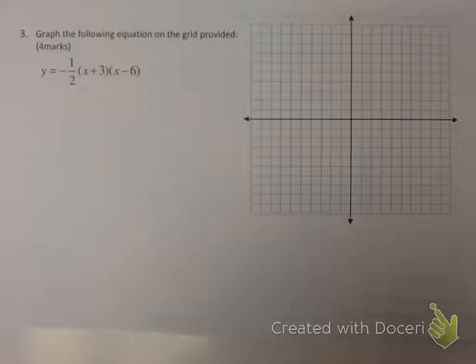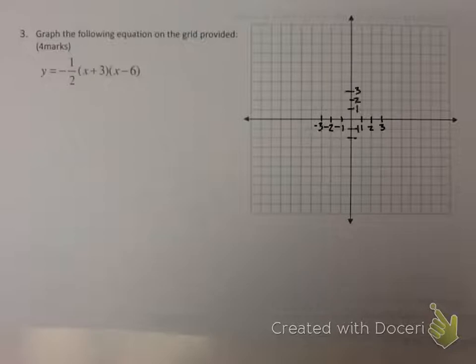Okay, so we're given an equation in factored form, right? We have to know the difference. If there's a square in the equation, then it's vertex form. It tells us the vertex. If there's no square, if there's two brackets multiplying each other, that's factored form. That tells us the x-intercepts.